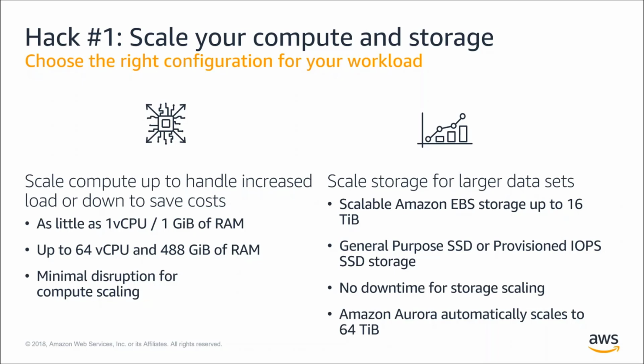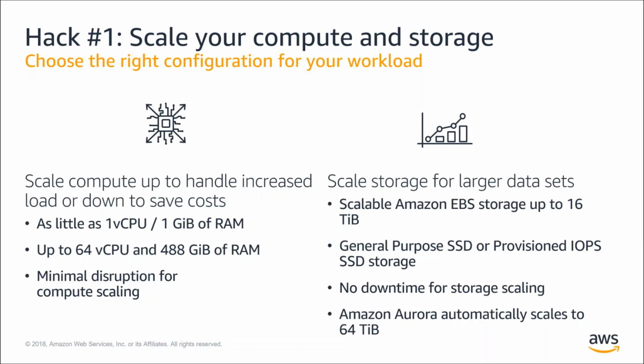And RDS makes it easy for you to do this with just a few clicks of a mouse or an API call. There's over 25 instance types that you can choose from that fit your workload. You can go from as little as 1 vCPU and 1 gigabyte of RAM up to 64 vCPUs and half a terabyte of RAM. RDS makes it easy by having minimal disruption for your compute scaling. There's just a little bit of interruption, and then your application can resume.